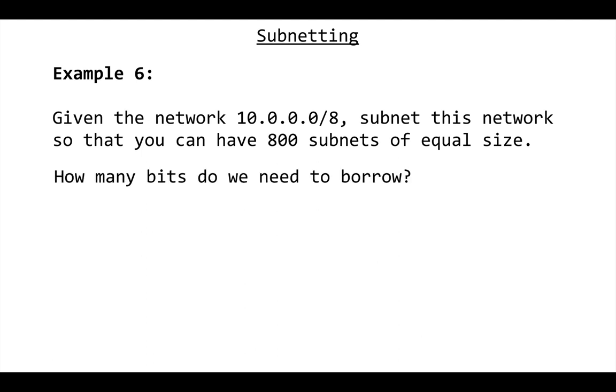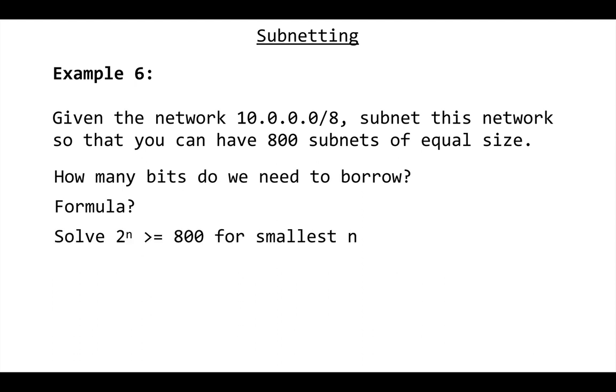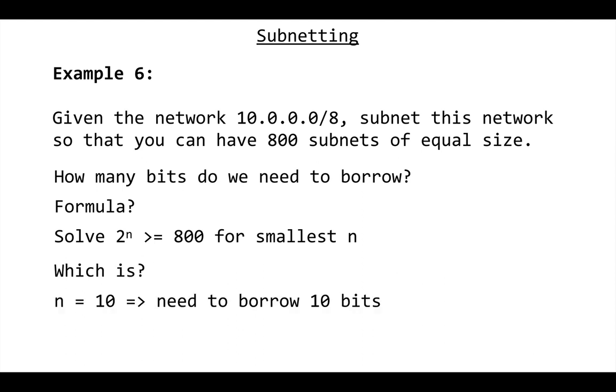How many bits do we need to borrow? And I will ask, what is the formula we need to use when we're dealing with subnets? And that is 2 to the n is greater than or equal to the number of subnets we need for the largest value of n. So if we solve this, the answer is 10. 2 to the n is 1024, but the important information is we need to borrow 10 host bits. So we started with a /8 network, and when we borrow 10 bits, our subnet mask is going to become a /18.